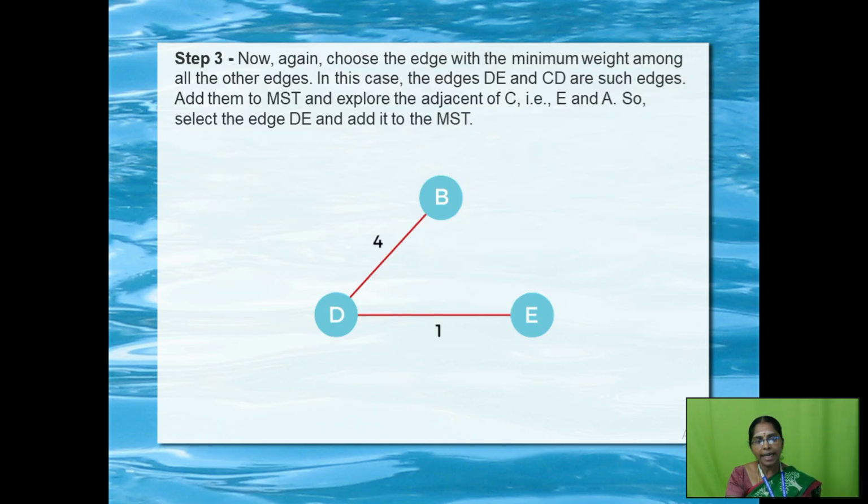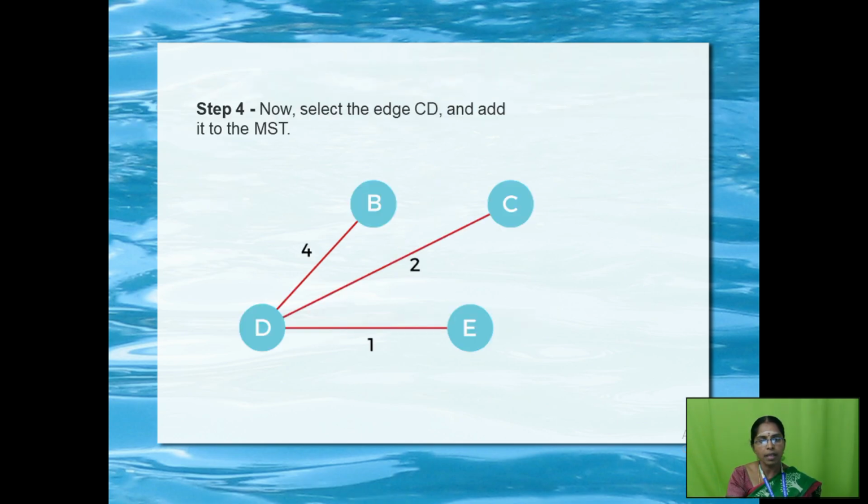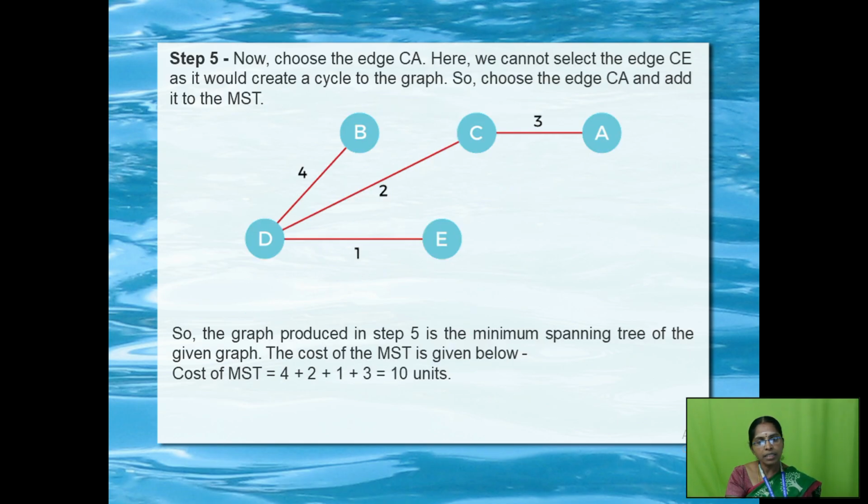Step 3: again you have to choose the edge with minimum weight among all the edges. Likewise we are having DE and CD as such edges. Add them to the minimum spanning tree to explore the adjacents of C, that is E and A. So select the edge DE and add it into the minimum spanning tree. After adding DE we get the graph like this. Next, step 4, select the edge CD and add it into the minimum spanning tree. Then step 5, again you have to consider the edge CA.